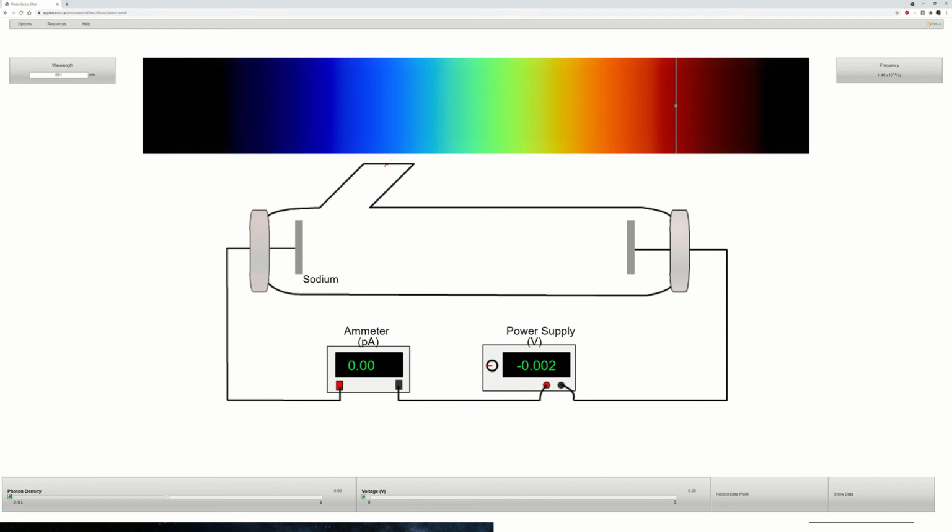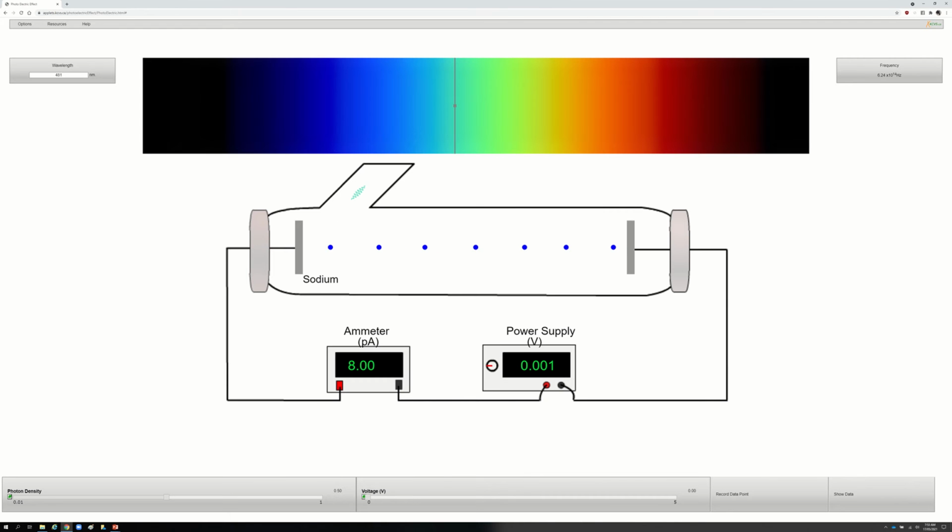If I drag it along and go to a shorter wavelength, okay, shorter wavelengths have a greater energy. We'll talk about why exactly that is in a second. I'll take it to a shorter wavelength, and you see I get electrons being emitted. So this is the demonstration of the photoelectric effect. When I have enough energy in the photons, I'm able to eject electrons from the metal surface.